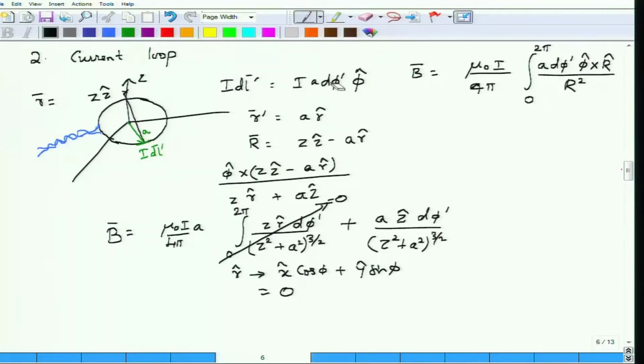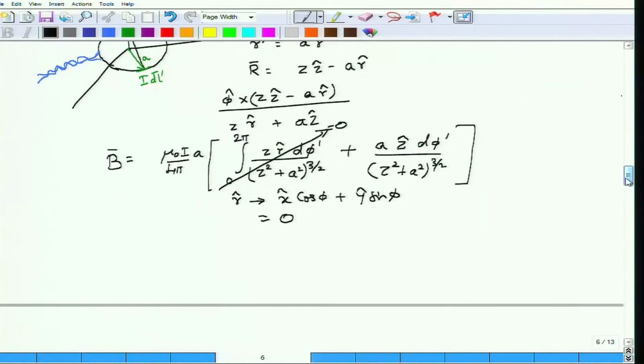I dl prime was I a d phi prime along the phi axis, and the vector r directed from the source point to the field point had components along both z and r. Then you did this integrand and found that there are two integrals to consider. One integral involves the unit vector r, the other involves the unit vector z, with phi being the variable of integration.